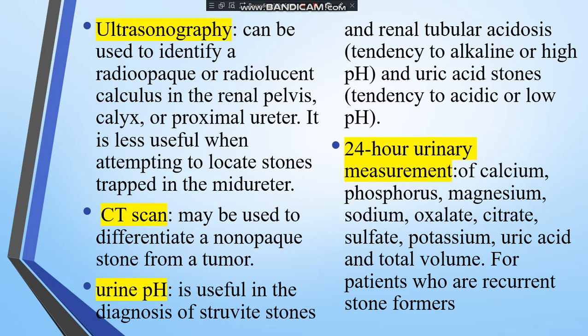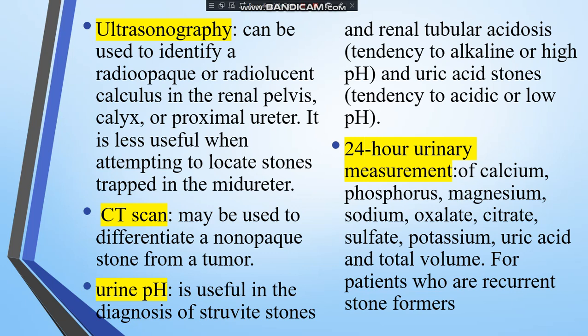Then urine pH, which is useful to identify the type of stones. We have already seen that struvite stones grow faster in alkaline urine. But in the case of uric acid, it is different. So the pH may indicate which type of stone the patient has, and for which kind of stone the patient is vulnerable, and all that we have to identify.